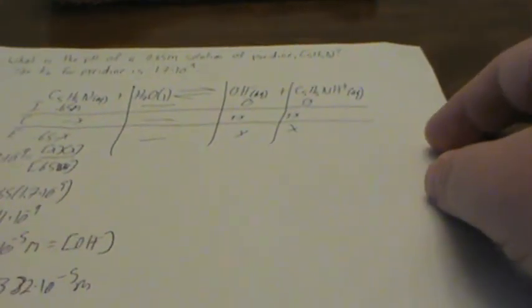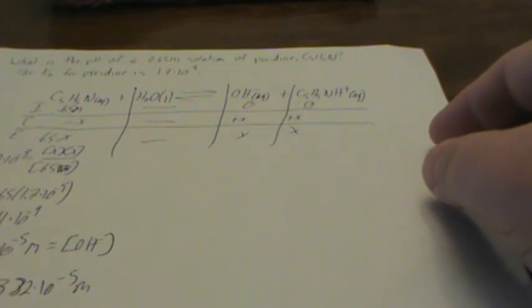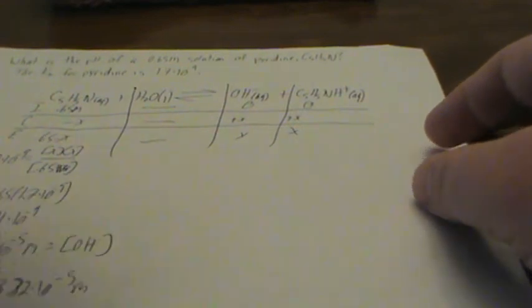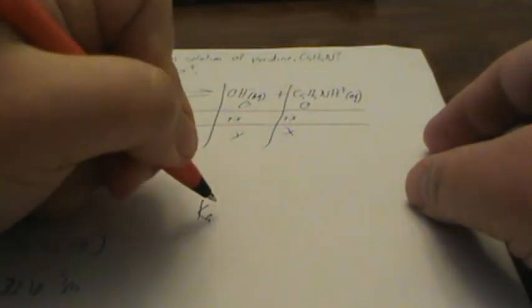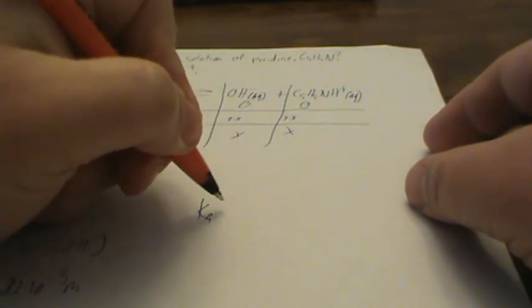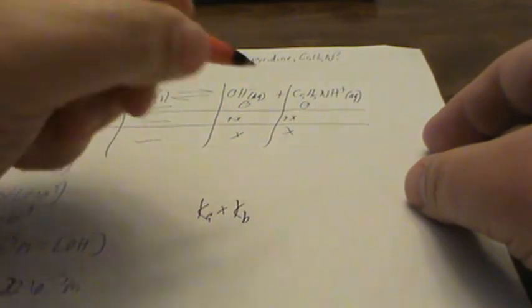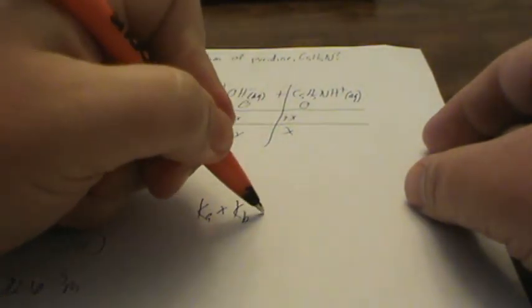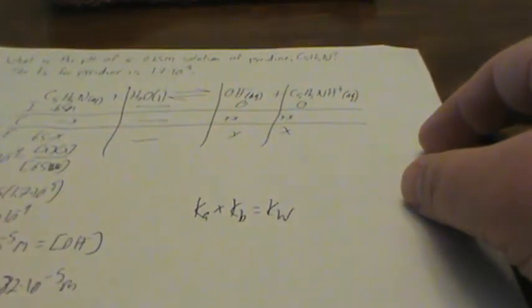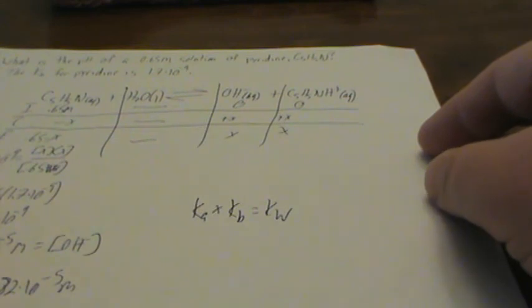Now, how are Ka and Kb relevant to one another? Well, if we took the Ka of a compound and multiplied it by the Kb, that would equal Kw.